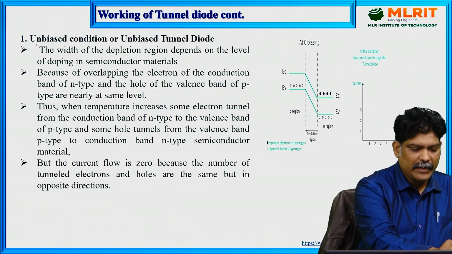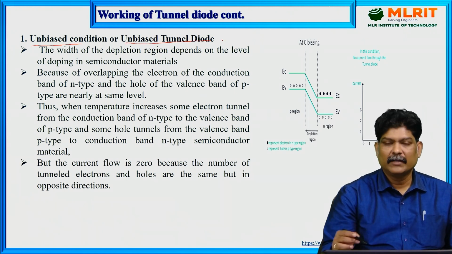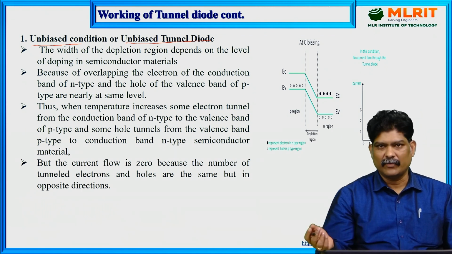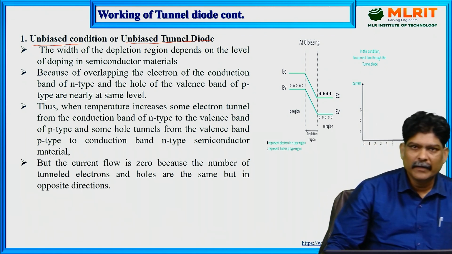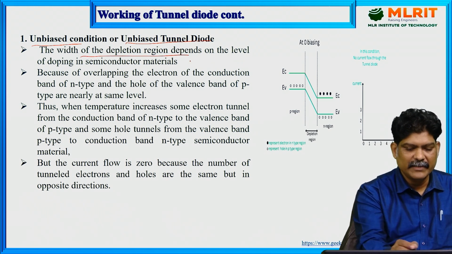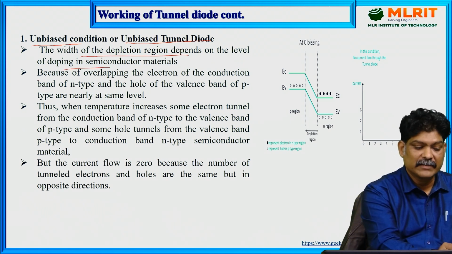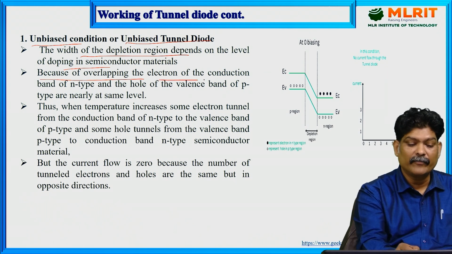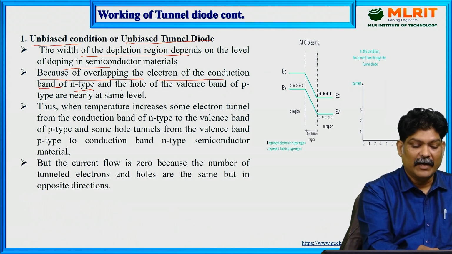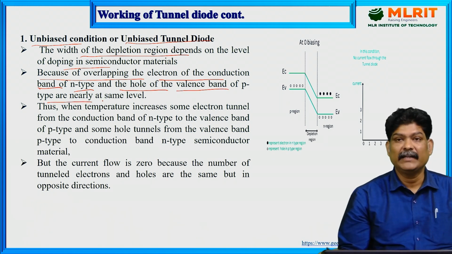Now, in the unbiased condition, what happens in an unbiased tunnel diode? There is no current flow here. The width of the depletion region depends on the level of doping in semiconductors, as we have discussed. Because the conduction band electrons of the N type and the holes of the valency band of the P type are nearly at the same level.